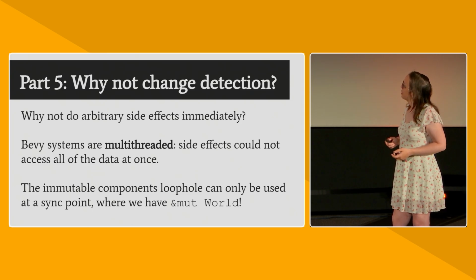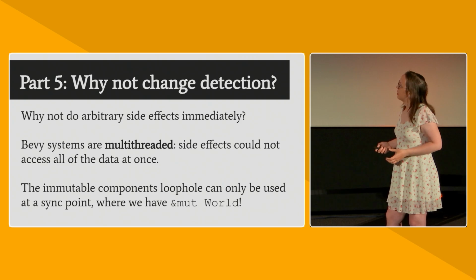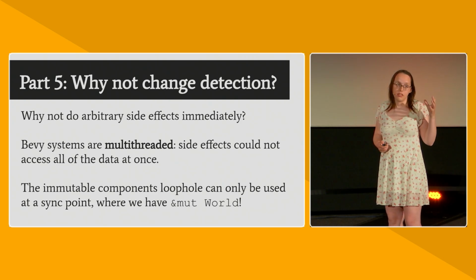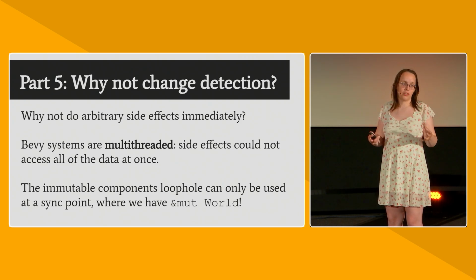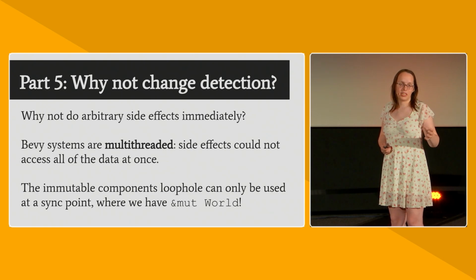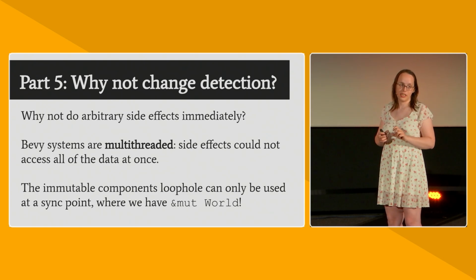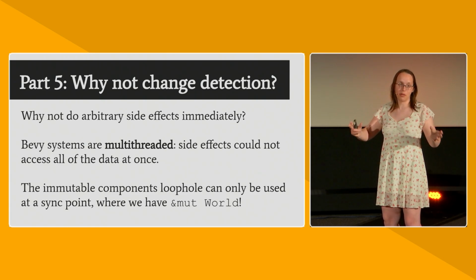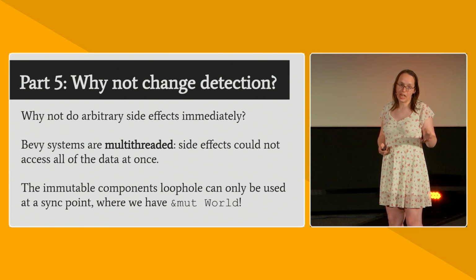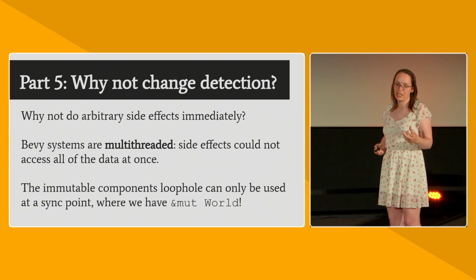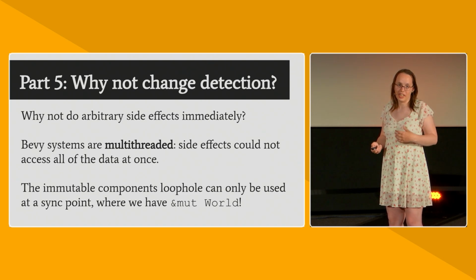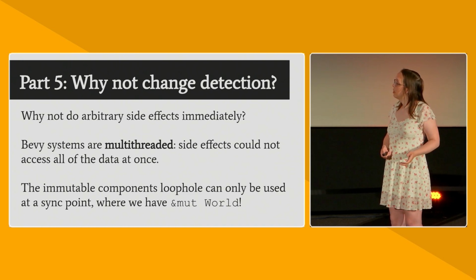There are two ways that it's really slow. The first one is that Bevy is fundamentally multi-threaded. Bevy allows you to run multiple systems in parallel simultaneously, each of which is accessing a different part of the world by splitting the borrow. And if you allow any arbitrary system to provide arbitrary side effects that can access any part of the world that it didn't declare access to, you're going to run into problems.